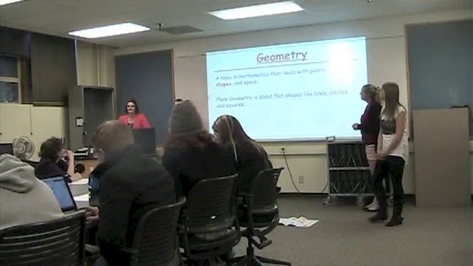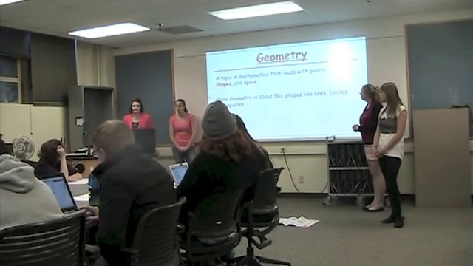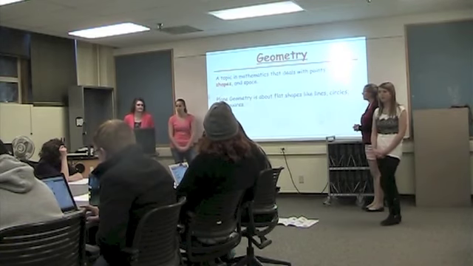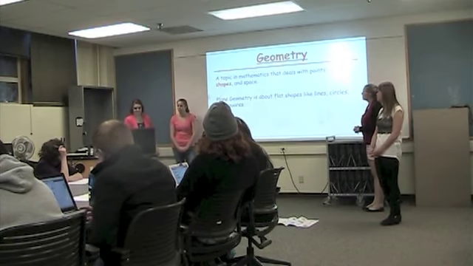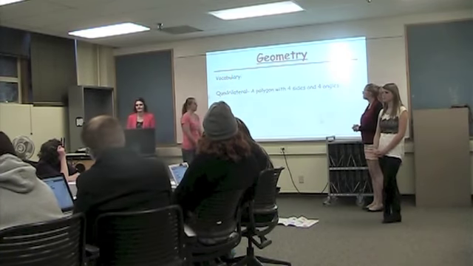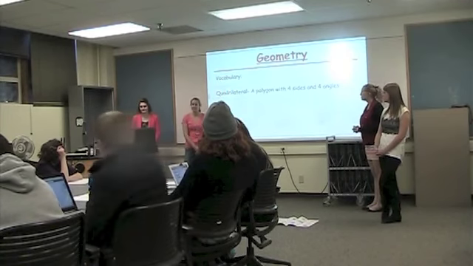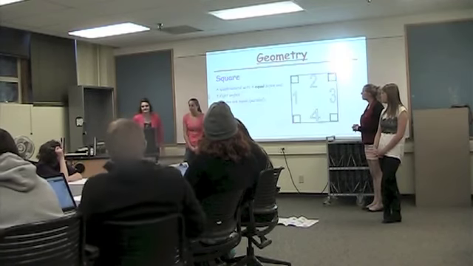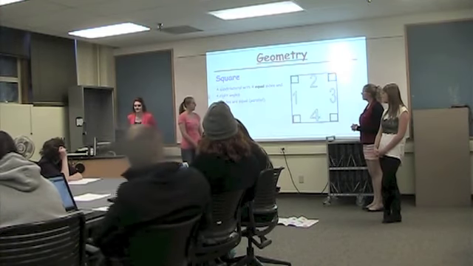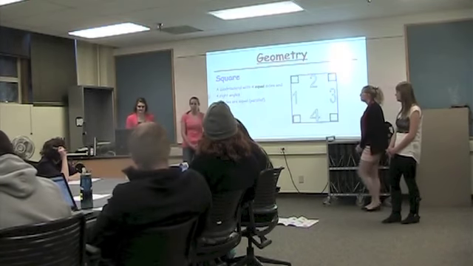Geometry is a topic in mathematics that deals with points, lines, shapes, and space. Plane geometry is anything that is flat, shapes like lines, circles, and squares. A vocabulary word that you will need to know is quadrilateral, and it is a polygon with 4 sides and 4 angles. A square is a quadrilateral because it has 4 equal sides and 4 right angles, and all the sides are equal, so they are parallel.